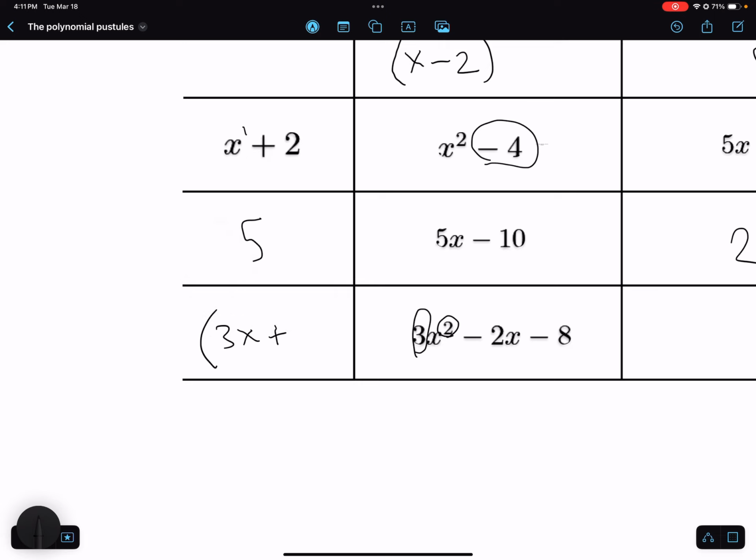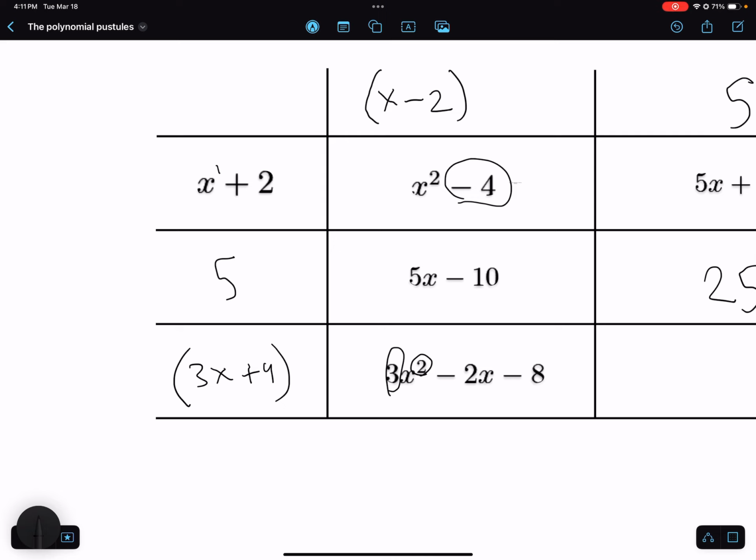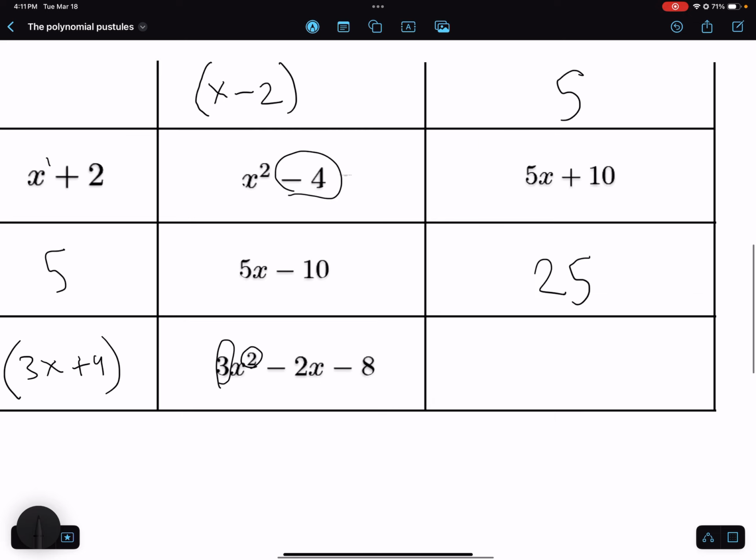We can confirm that by using the FOIL technique to multiply this out. 3x times x, 3x squared, and then 3x times negative 2, minus 6x, and then 4 times x, positive 4x, and then the last term, 4 times negative 2, minus 8. Minus 6x plus 4x is going to give us negative 2x. And then the 4 times negative 2 is negative 8. So that's how we get to that answer.